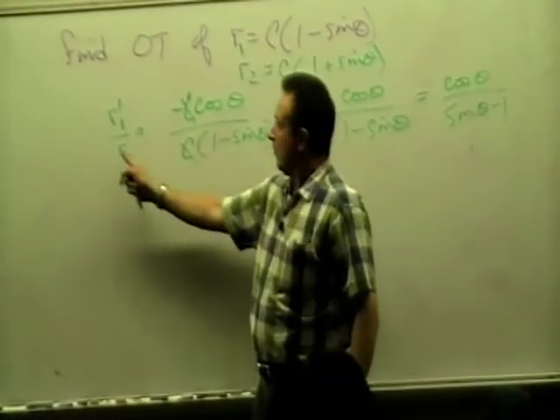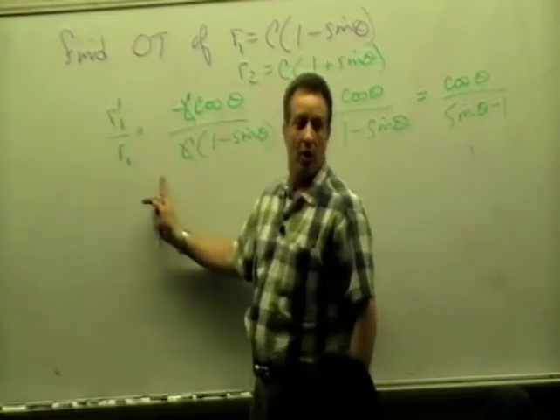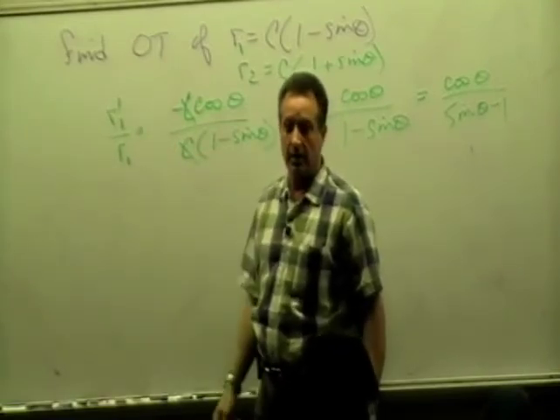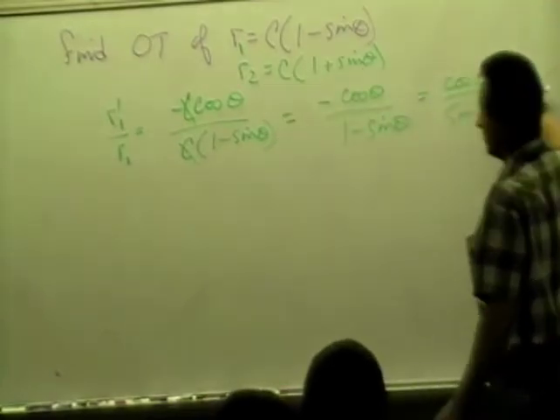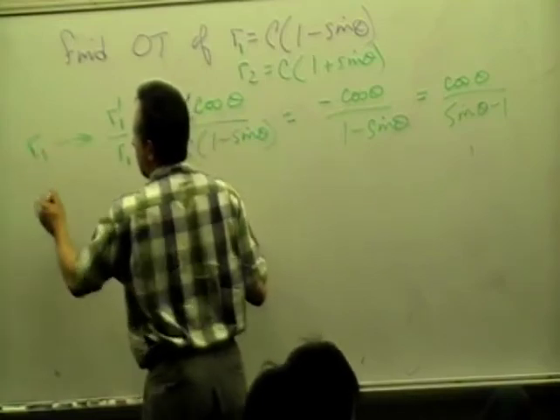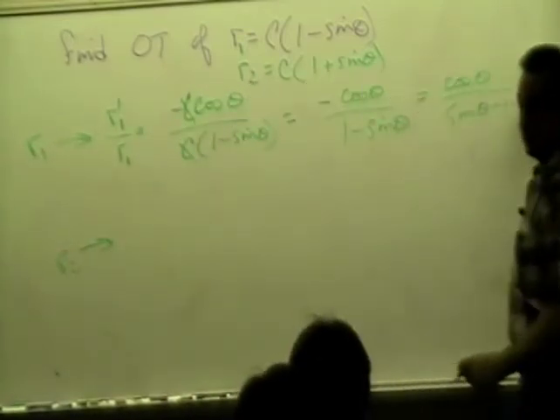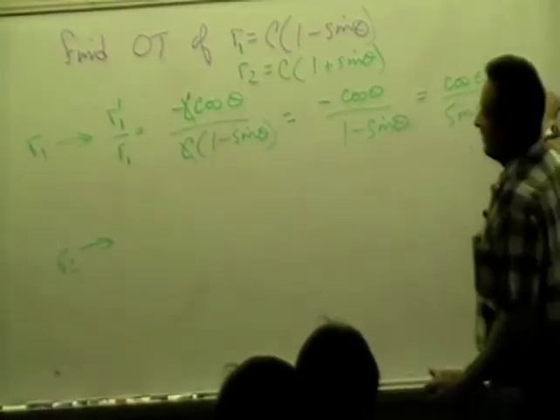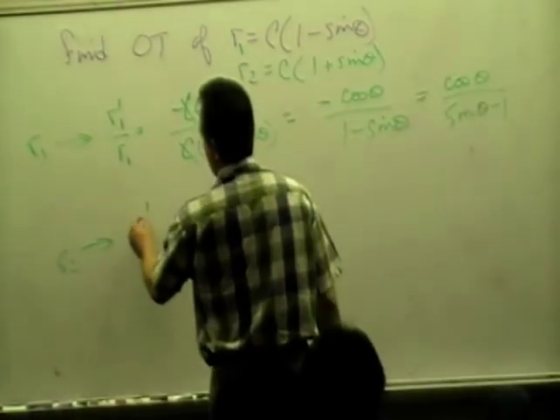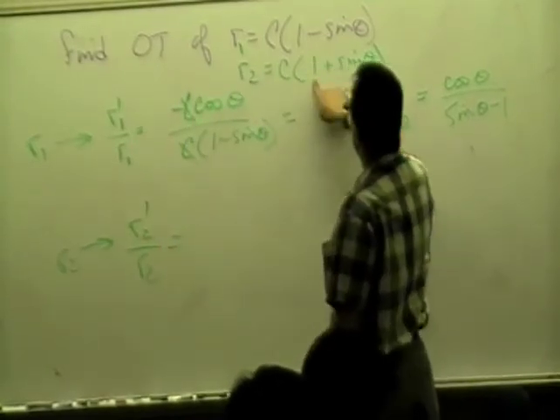R prime 1 over R1 times R prime 2 over R2 must equal negative 1. Notice this ratio, I already did it for R1. All I have to do is do it for R2 and see if in fact I get the negative reciprocal of this. So what is it for R2? That's R prime 2 over R2. And what's the derivative of this with respect to theta?